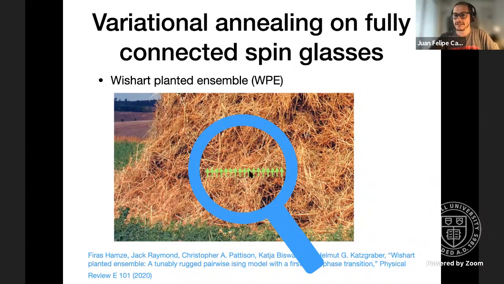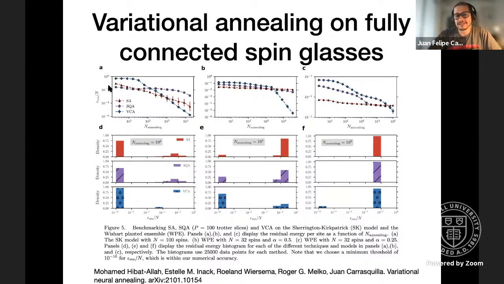And the haystack is just a big bunch of paramagnetic states close in energy to this ferromagnetic state that has the lowest energy. So what we found, doing variational classical annealing again and comparing with simulated annealing and simulated quantum annealing, is that if you have enough annealing time, then VCA, variational classical annealing, always beats simulated annealing and the quantum version of it in this long annealing regime, even by a couple of orders of magnitude in accuracy. And these are the Sherrington-Kirkpatrick and the Wishart planted.